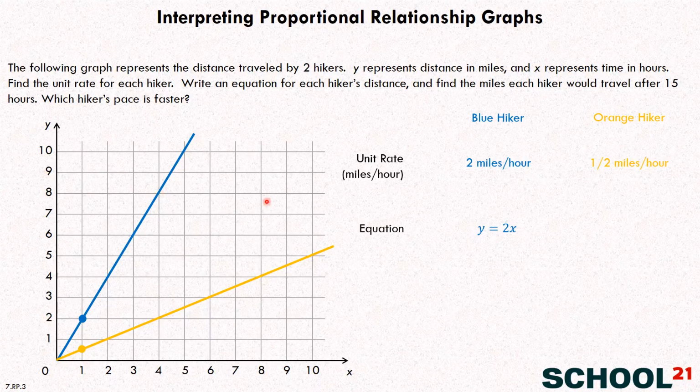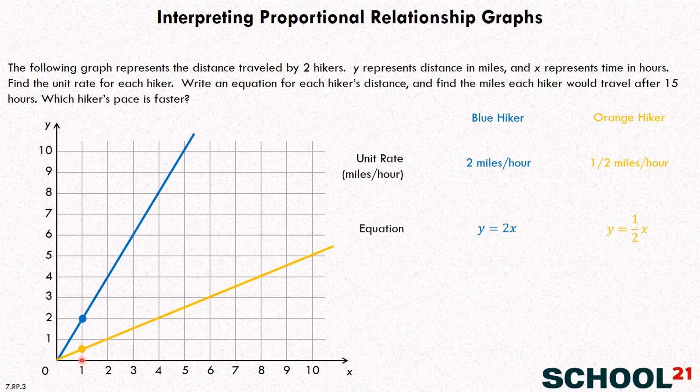Now let's talk about the orange hiker. Remember, we're just going to use the unit rate to write the equation. So what do you think the equation should be? Y equals 1/2 x. Very good. Let's make sure that's true also. Let's go back to the graph. We already said that when x equals 1, y equals 1/2, and that's 1/2 times 1.